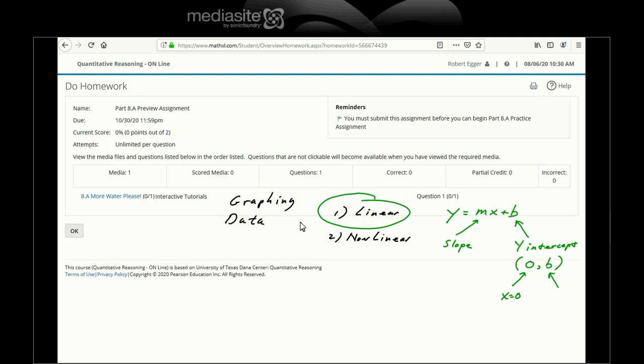Graphically, x is horizontal, y is vertical. What that looks like is, here is your y-intercept. It's where the straight line, the linear line, crosses the y-axis.